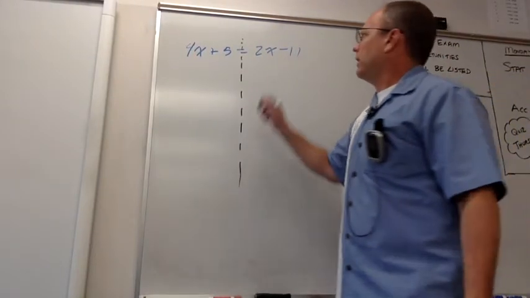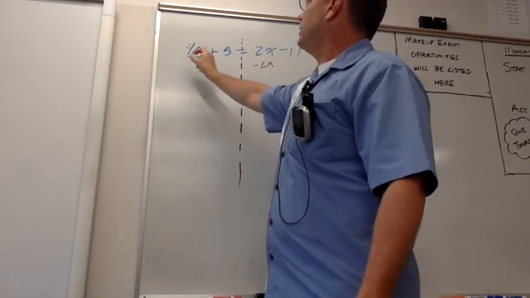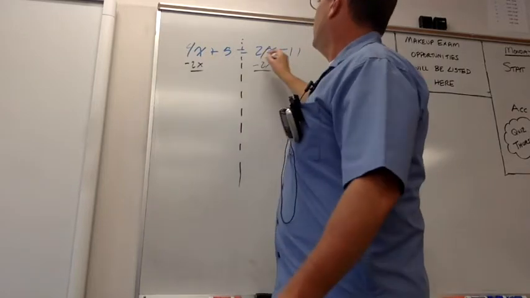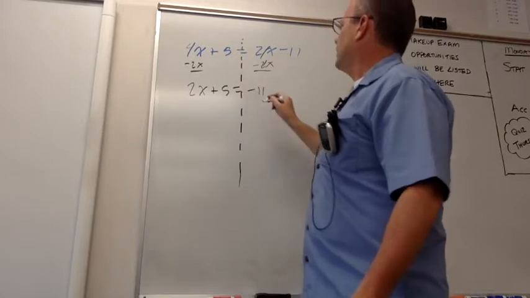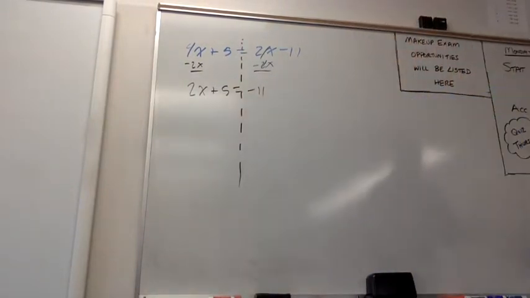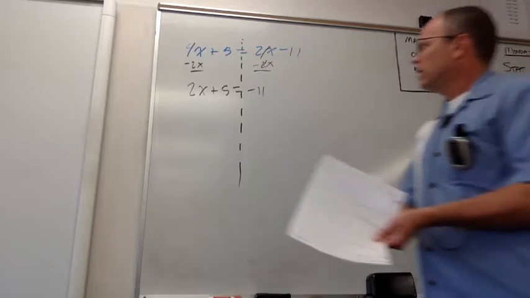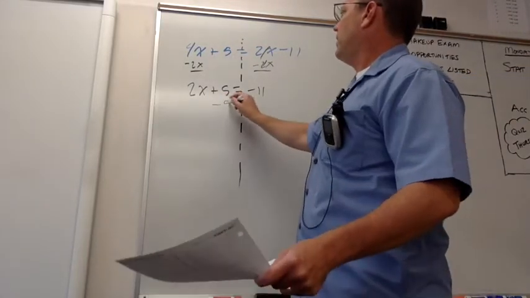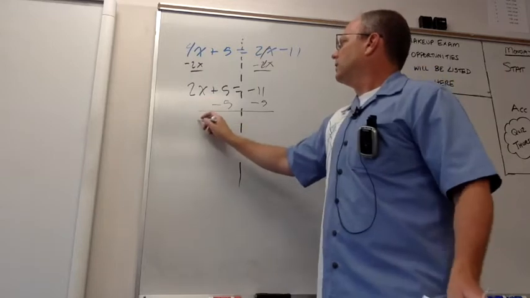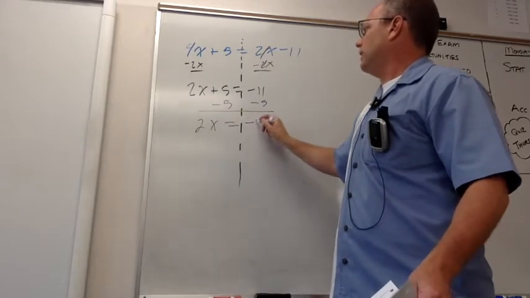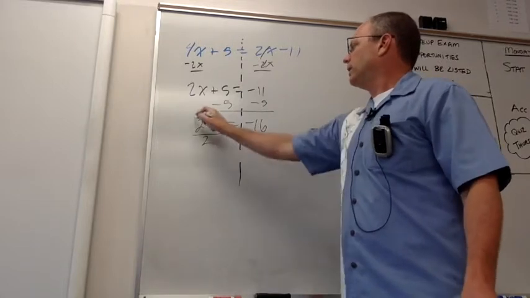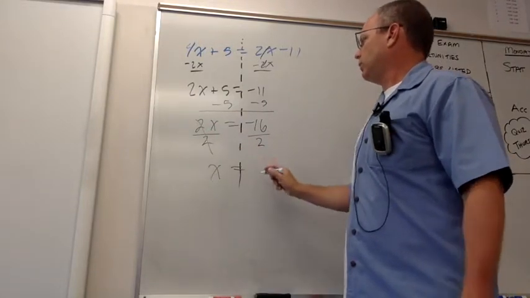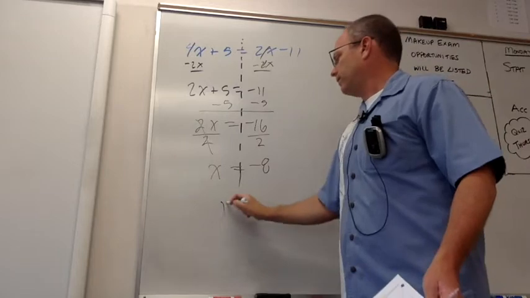So I have to start picking. Maybe I'll subtract 2x from each side. And those cancel. So I get 2x plus 5 is equal to negative 11. Makes sense, right? We're trying to isolate the variable. From there, I could probably subtract 5 from each side. So I get 2x equals negative 16. Divide each side by 2. So I get x is equal to negative 8.